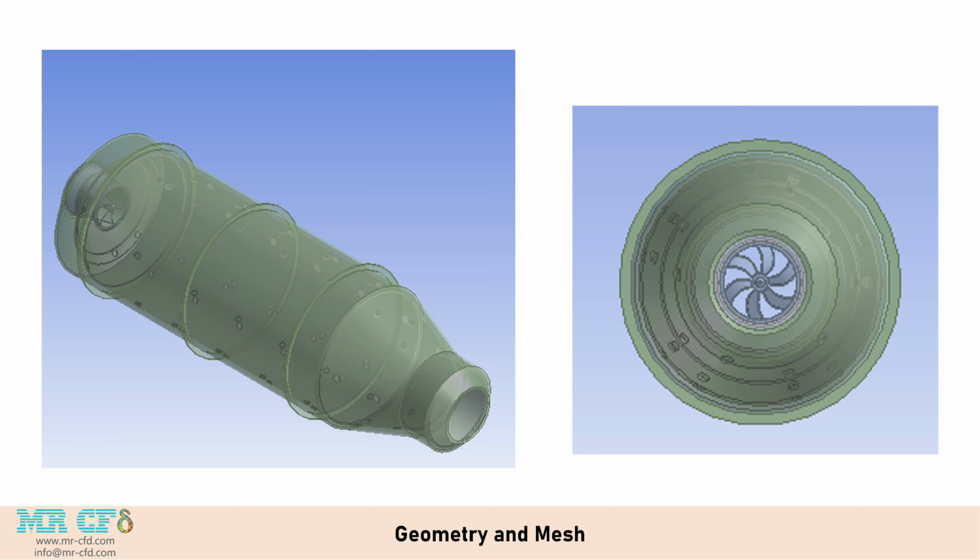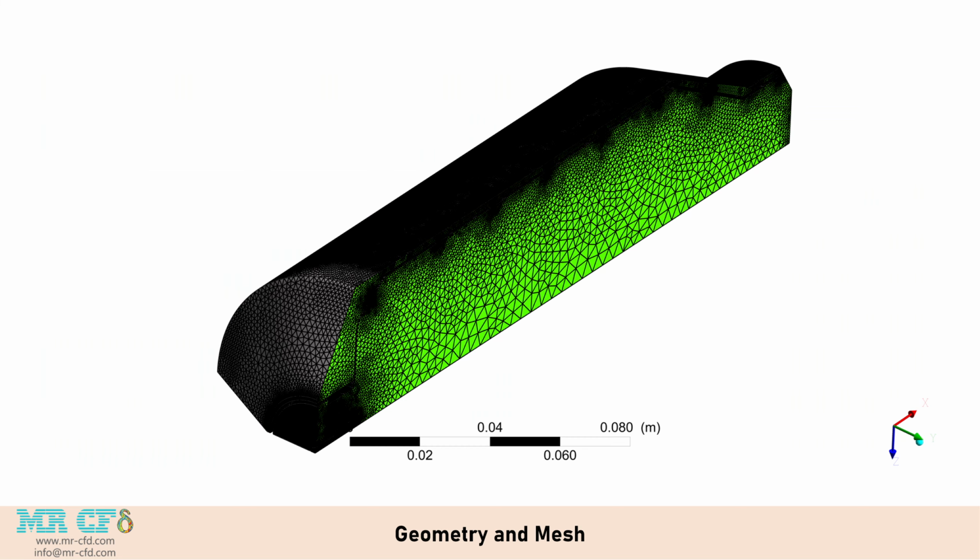The geometry was designed using ANSYS SpaceClaim and meshed in ANSYS Meshing with a total of more than 2 million elements. This high-resolution mesh ensures accurate capture of the complex flow features and combustion dynamics within the combustor.